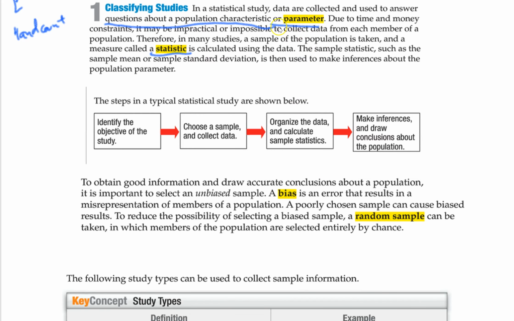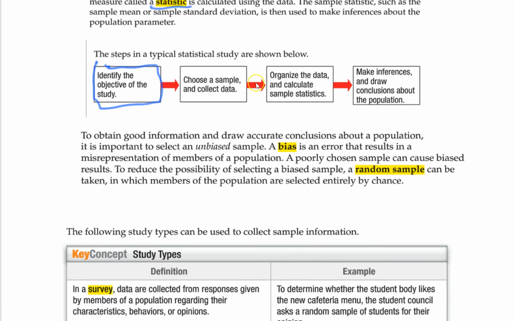Now, a lot of times, we're going to talk about how to design a study. So what are the first steps to designing a study? Well, first, you want to identify what you want to study. So in this example I had here, it's the number of people in America. Then choose a sample to collect data. But again, by law, we have to choose everybody, but as a general rule, choose a sample. Organize the data. Once you get your data, organize it, calculate statistics, and then make conclusions on it. That's how you design a study.